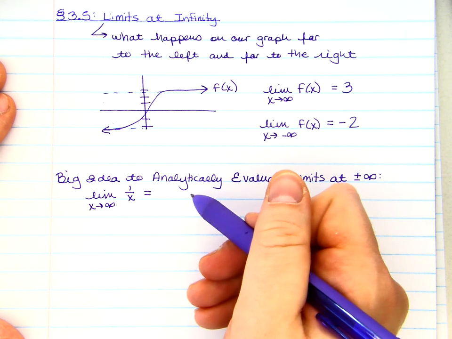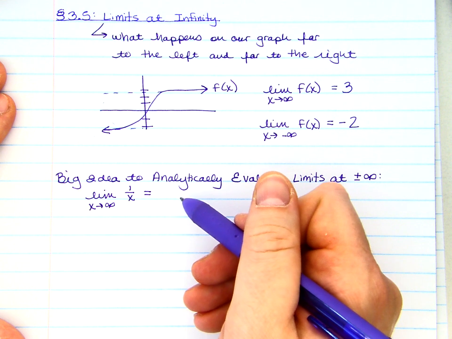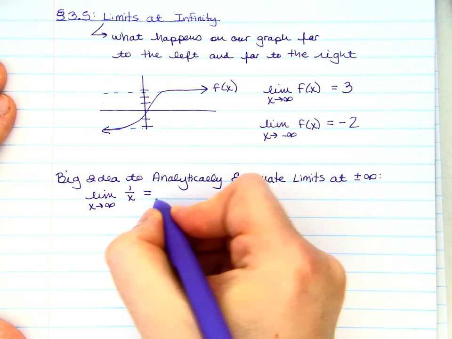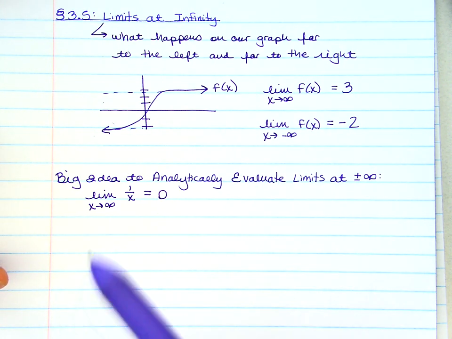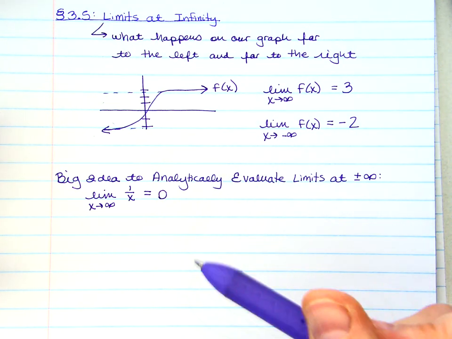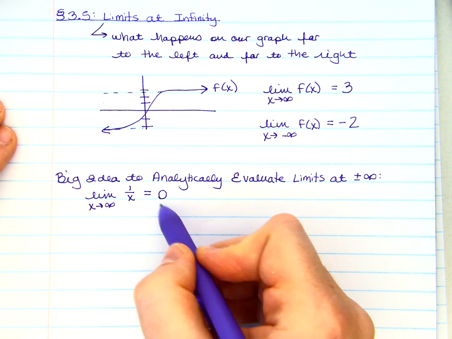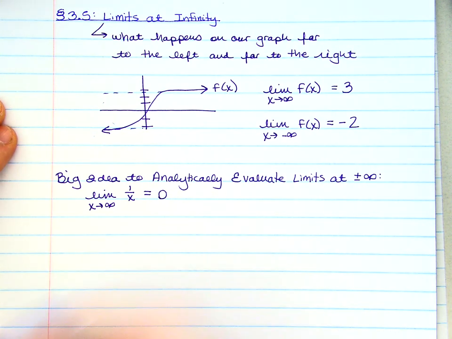1 over 1,000,000,000, 1 over 1,000,000,000,000, 1 over something bigger than that. We're getting smaller and smaller and smaller, and we're going to get close to 0. And if you don't believe this, go to your calculator. Do 1 over 1,000,000, 1 over 1,000,000,000. The bigger that bottom gets, the closer your answer gets to 0.